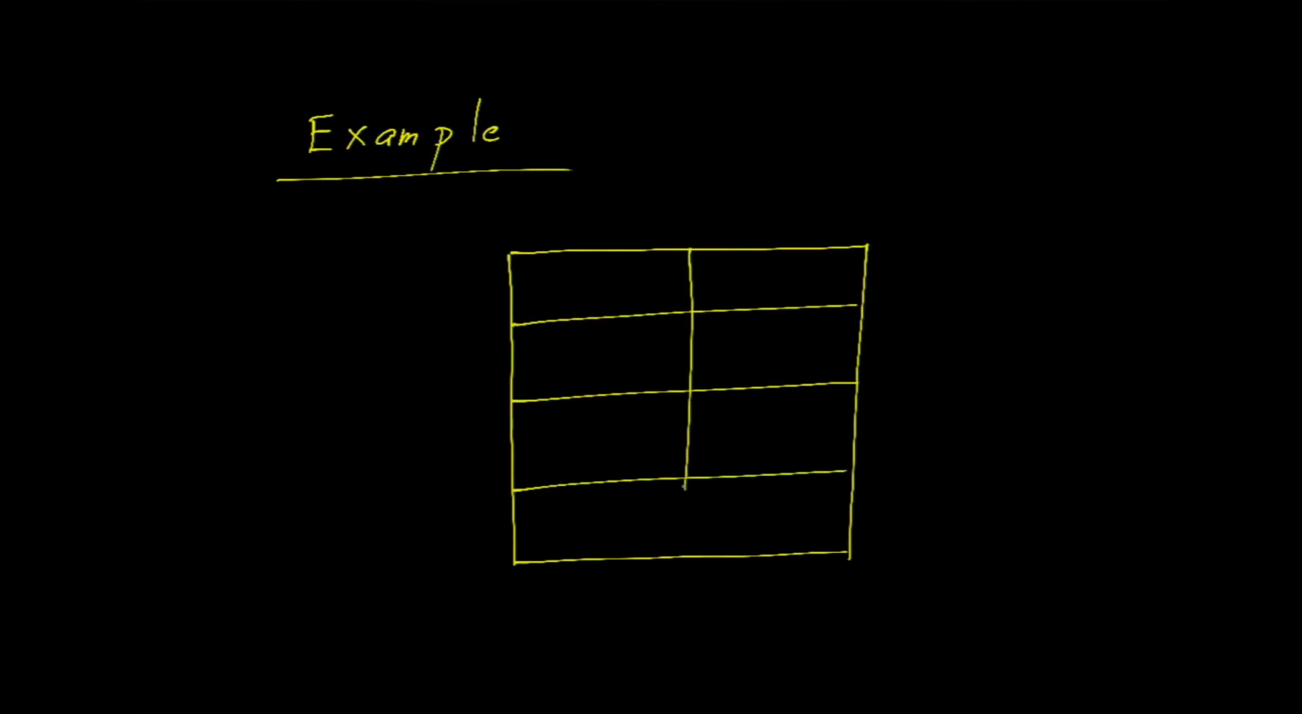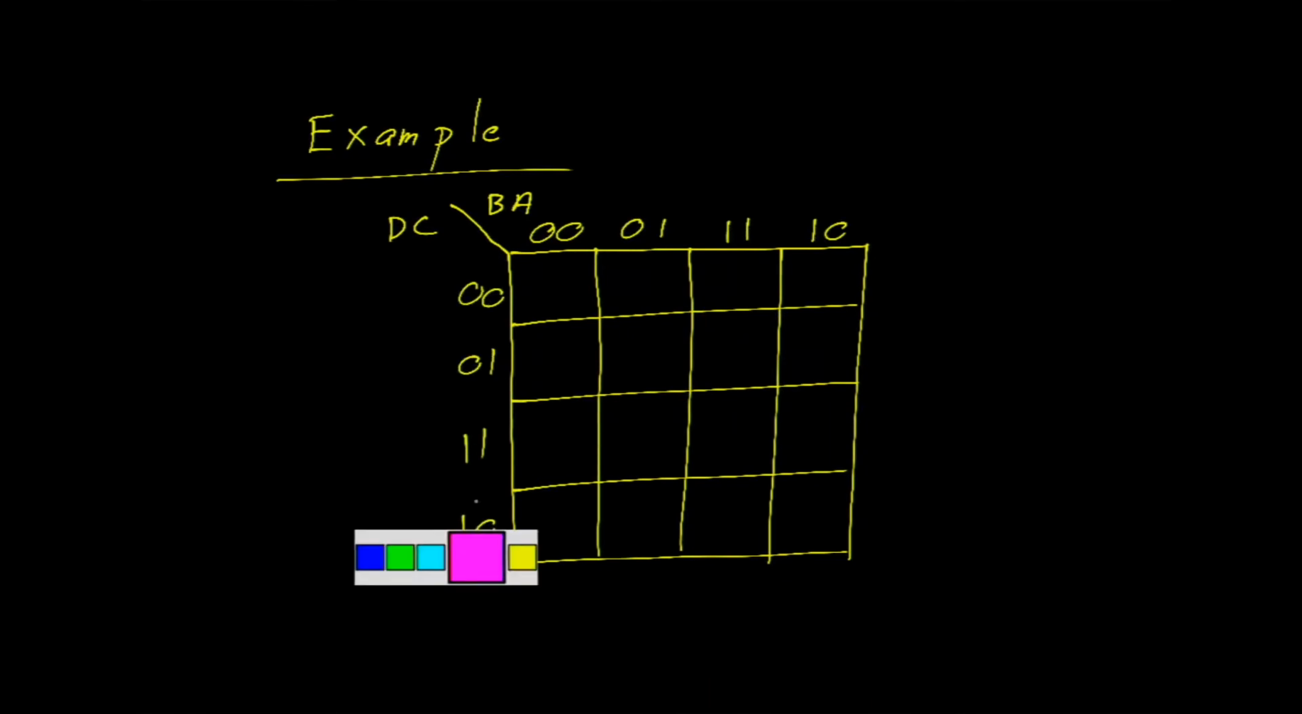Here's another example with inputs D, C, B, and A. It's good to exercise your pen to learn where these numbers go. Even more important is to recognize where these minterms go.